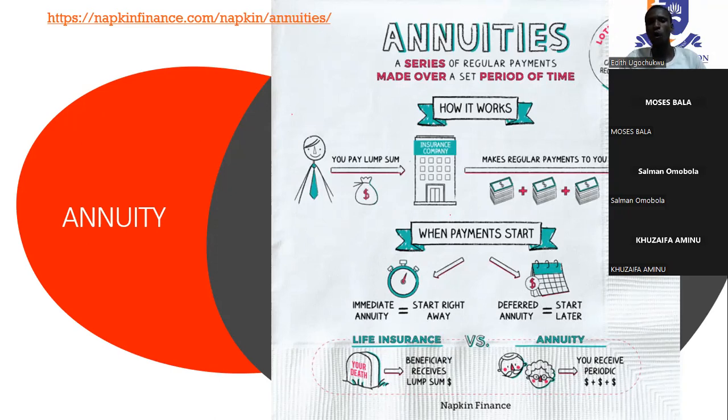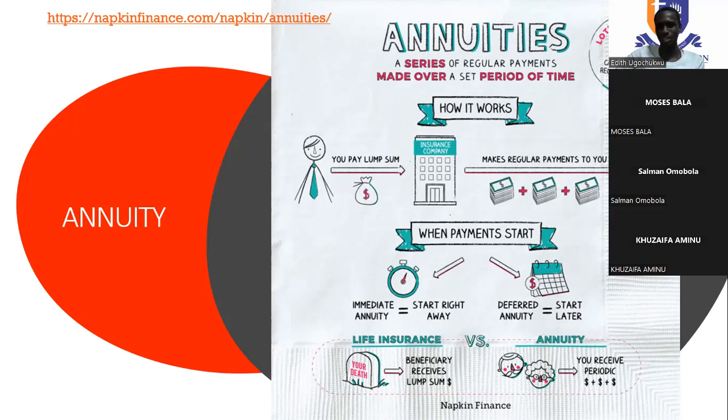But all of them are investment techniques. They are ways of us knowing how to invest our money. There's another one we call amortization. That one has to do with installment payments. So money you cannot pay at once, you pay it in installments.